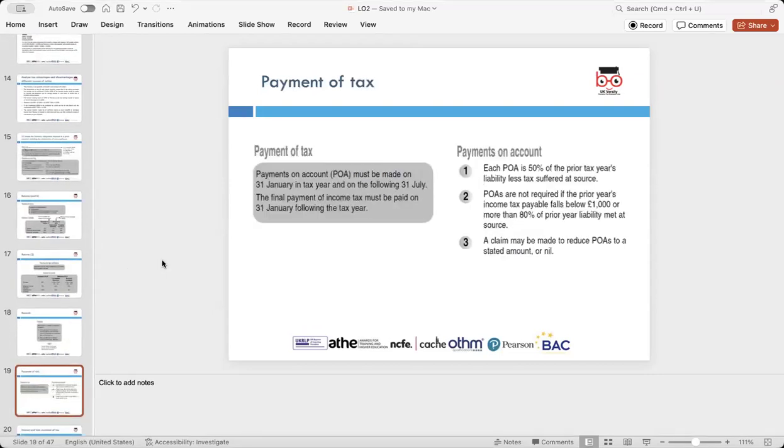Payment of tax. Where it comes to paying income tax, there is a system in place called payment on account, or POA. These are advance payments made towards your tax bill, and they are due twice a year. First, you will make a payment on January 31st during the tax year, and then another one on July 31st, still within the same tax year.